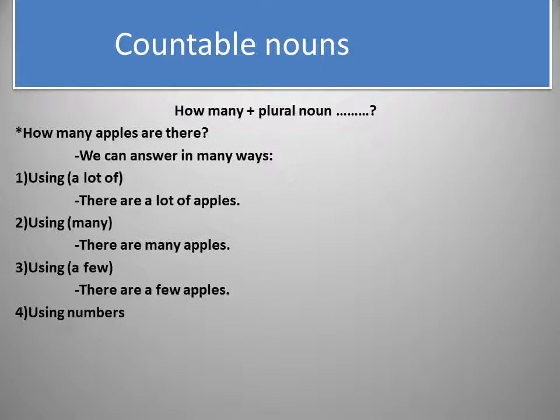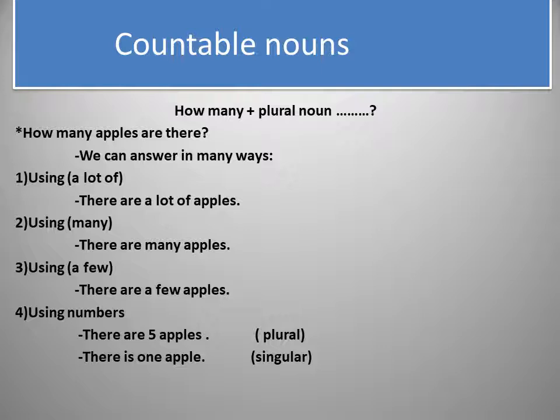Okay. Using numbers, we can answer this question by using numbers. So we can say there are 5 apples. If more, apples plural. And we can say also there is 1 apple, singular. So we can say there are 5 apples, or we can say there is 1 apple.